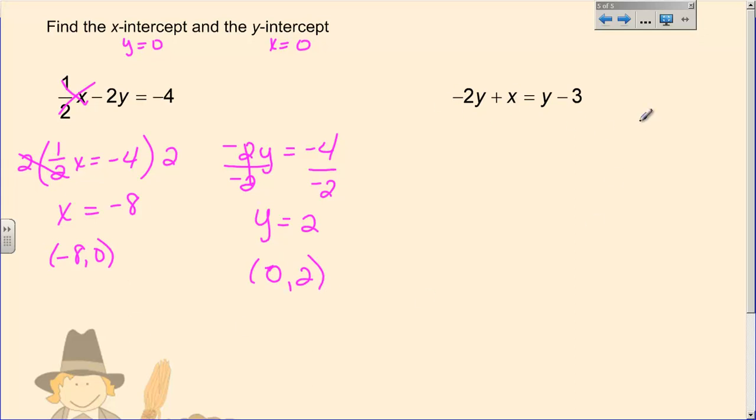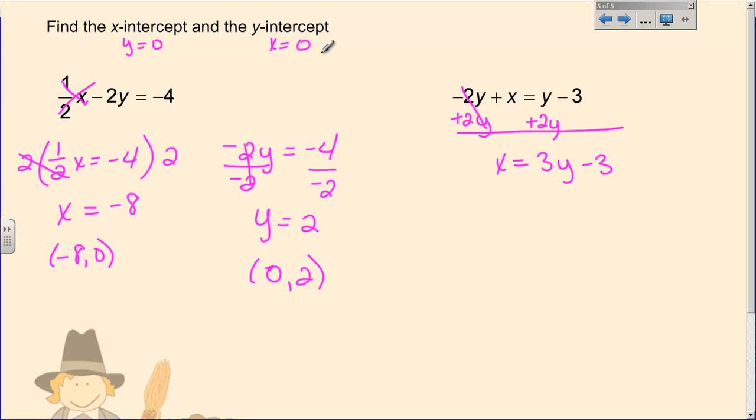So one more. This one has variables on both sides. You've got a negative 2y here and a y here. So let's put them together. Let's add 2y here and 2y here. So my y's are all together. So I have x equals 3y minus 3.